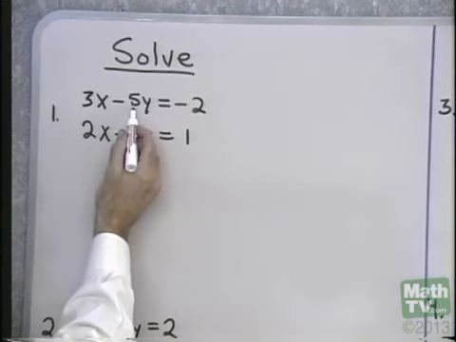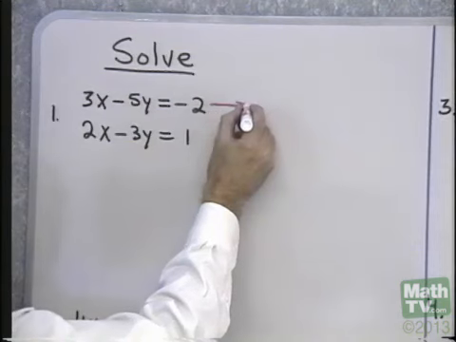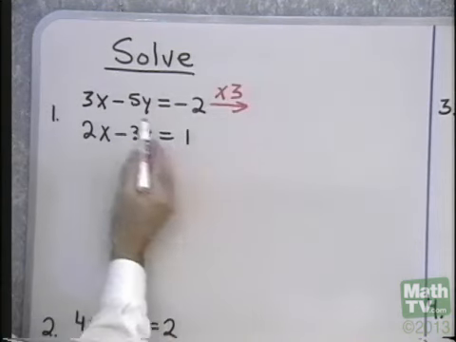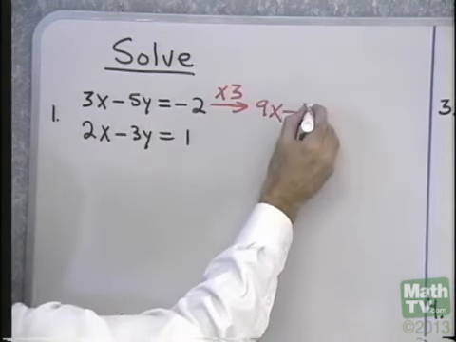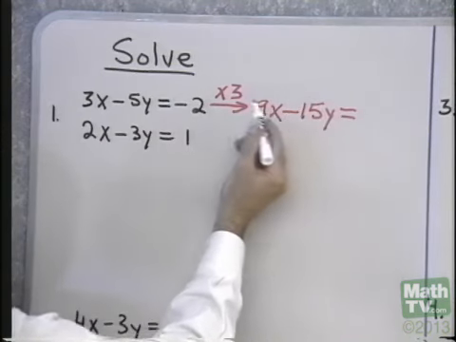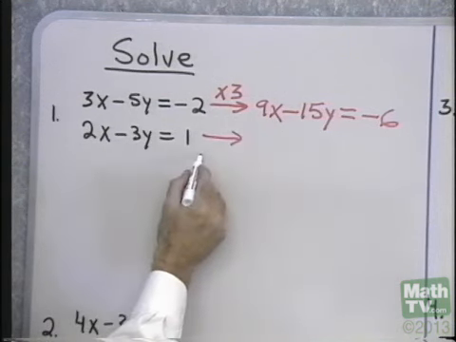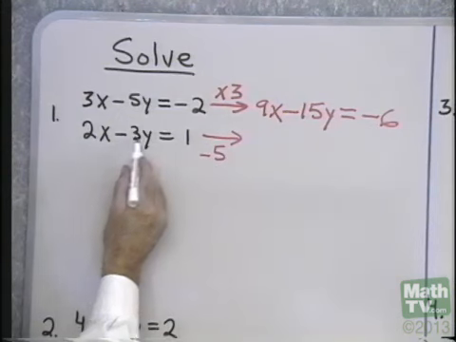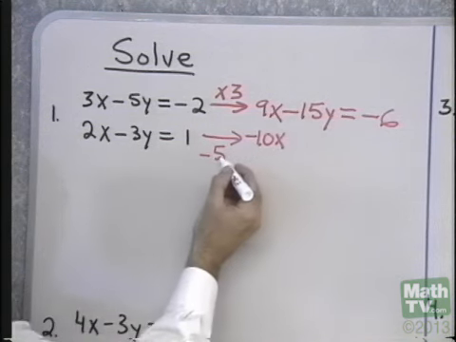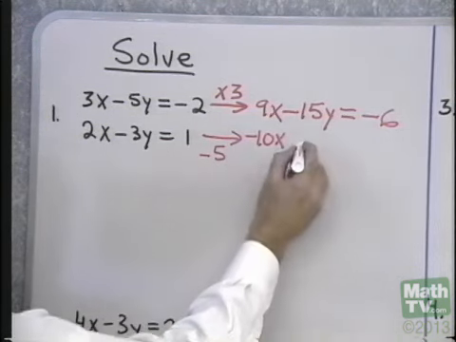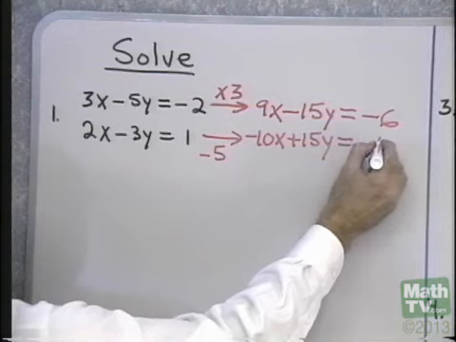Let's see, if I get a negative 15 here and a positive 15 here, when I add these together, the y's will be eliminated. So I'm going to start by multiplying my top equation by 3. 3 times 3x, 9x. 3 times negative 5y, negative 15y, and then 3 times negative 2, negative 6. Now, the bottom equation I'm going to multiply by negative 5 so that I end up with a positive 15 in front of y. Negative 5 times 2x is negative 10x. Negative 5 times negative 3y is going to be positive 15y. And then that will be equal to negative 5 times 1, which is negative 5.